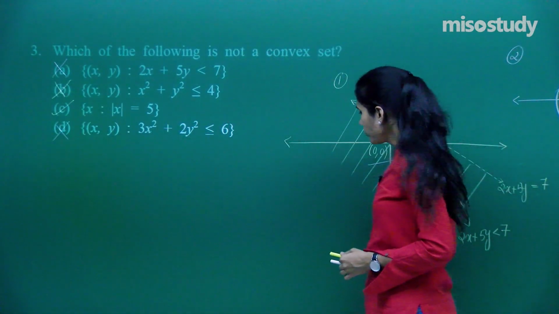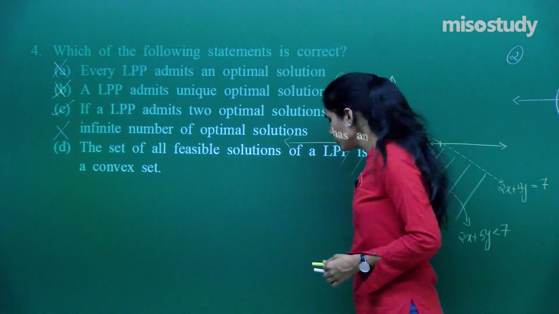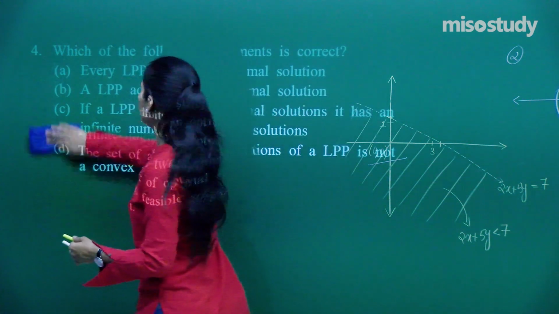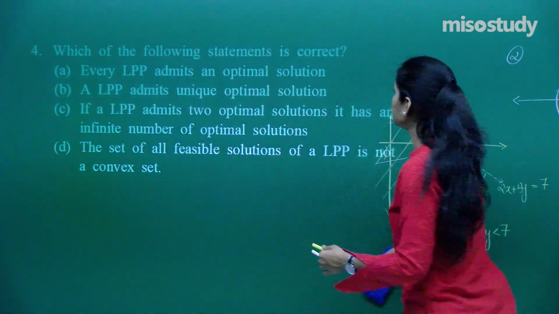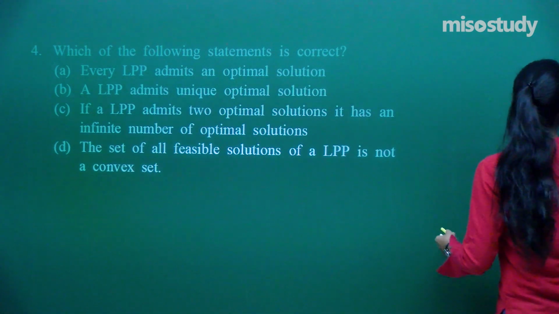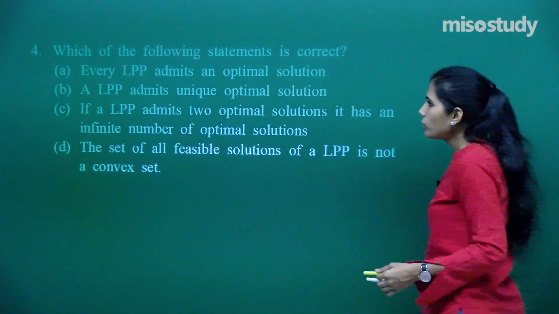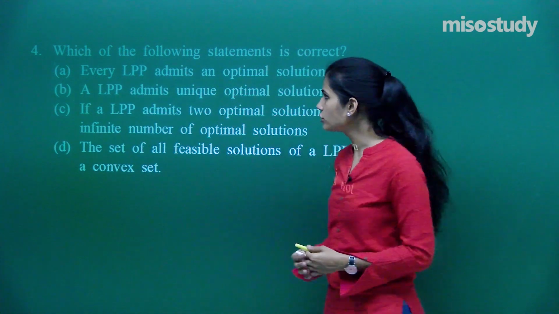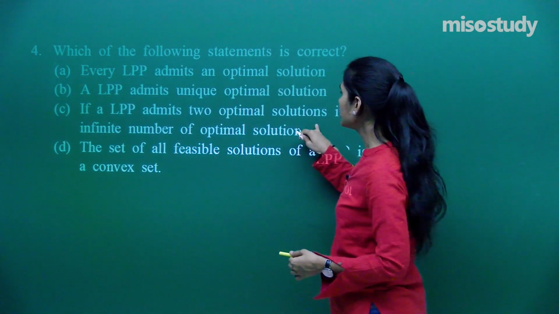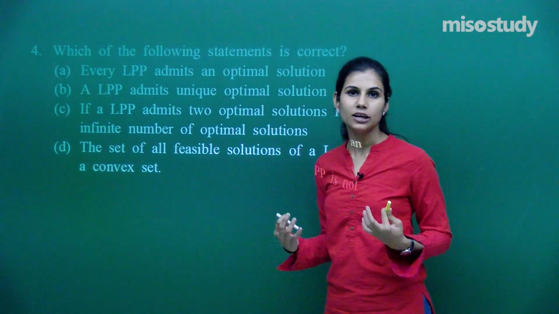Fine. Moving to the next, we have: which of the following statements is correct? Every LPP admits a solution, wrong. An LPP admits a unique optimal solution. Wrong. We have witnessed LPPs which have more than one optimal solution. A is wrong, B is wrong.